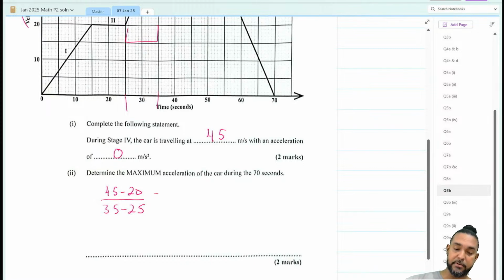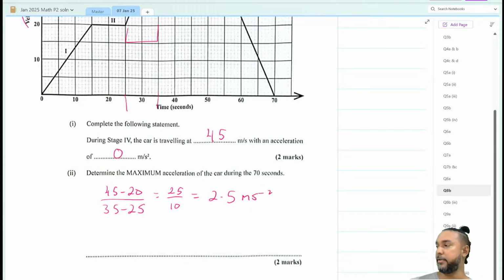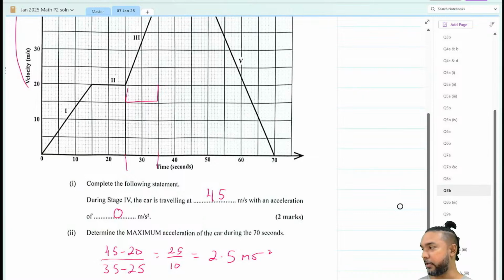Yeah, man, Elijah. 45 minus 20 is 25. 35 minus 25 is 10, so that's 2.5 meters per second squared. All right, cool.